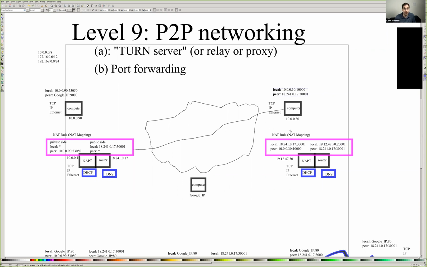But this computer is oblivious to that happening. It doesn't know that it's being NATed. It thinks that it has this socket from 10.0.0.30 all the way to the public IP address of this NAT. But the NAT rule is converting it. So if you want, we can draw the line going through the NAT. But as far as this computer is concerned, this is the socket. It thinks it's talking directly to 18.241.0.17. It doesn't know that it's being NATed, just like in that transparent proxy example we had. It's totally transparent to the computer.